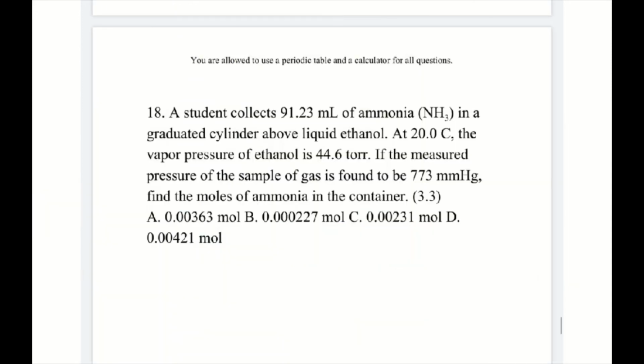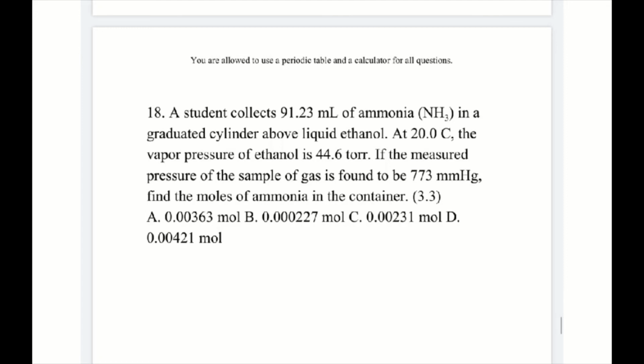A student collected 91.23 mLs of ammonia in a graduated cylinder above liquid ethanol. At 20 degrees Celsius, the vapor pressure of ethanol is 44.6 torr. If the measured pressure of the sample of gas is found to be 773 millimeters of mercury, find the moles of ammonia in the container.